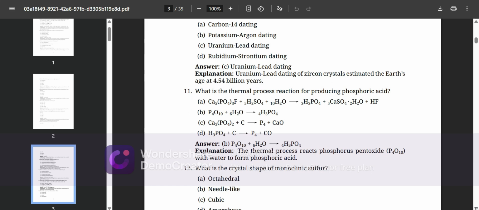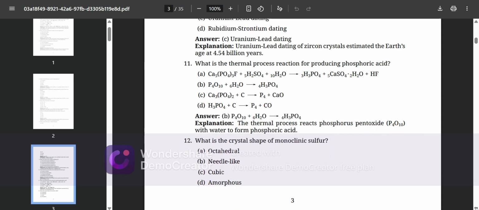What is the thermal process reaction for producing phosphoric acid? P4O10 + 6H2O = 4H3PO4. The thermal process reacts phosphorus pentoxide, P4O10, with water to form phosphoric acid.